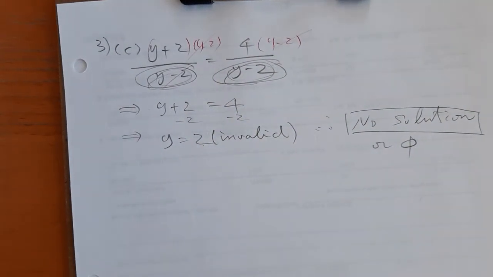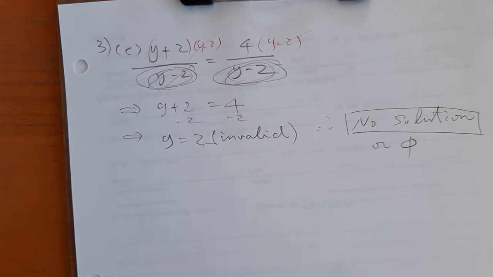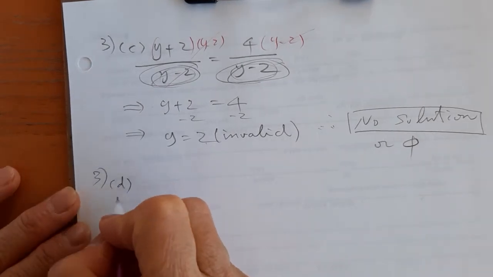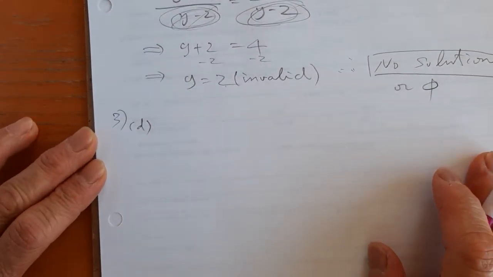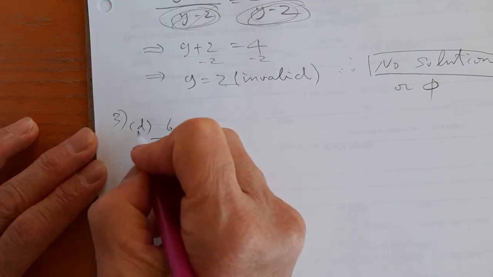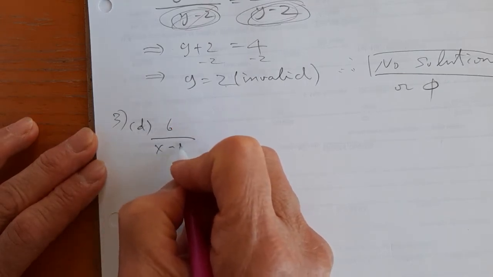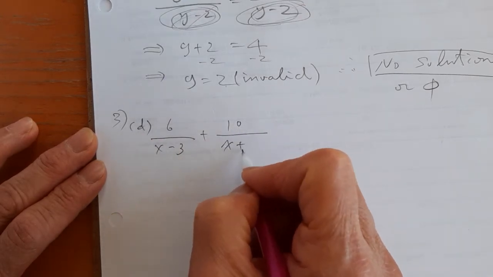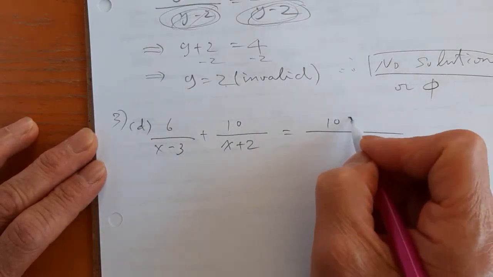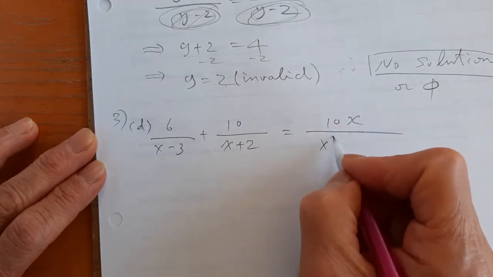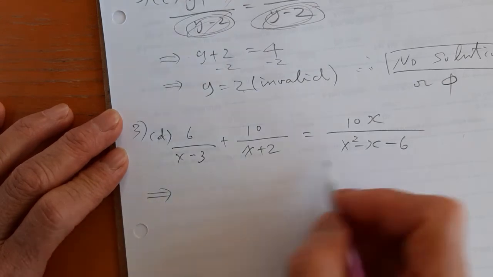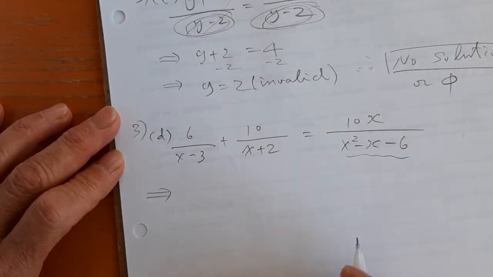The next one, 3D. It's also solve for x. 6 over x minus 3 plus 10 over x plus 2 equals 10x over x squared minus x minus 6. First of all, this x squared minus x minus 6, we can factor.